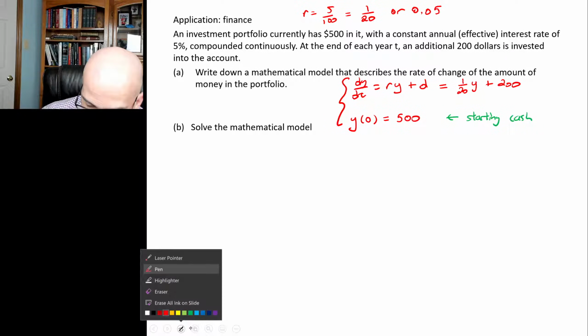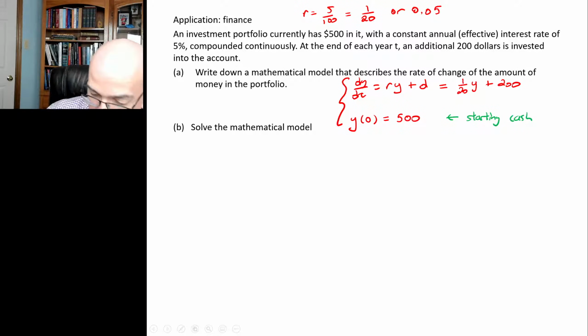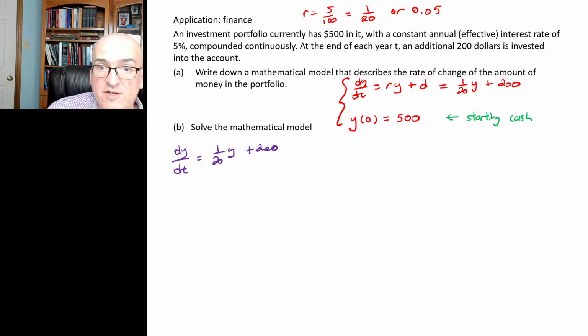Part B, we're going to solve the mathematical model using a similar process to the last problem. This is a separable differential equation. It's also linear first order. I'll solve it as a separable. So dy by dt is equal to 1 over 20y plus 200. I'm going to multiply everything by 20 to get rid of the fraction, right? Because we hate fractions. I think everyone hates fractions.